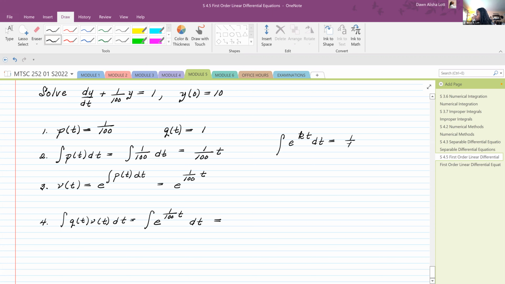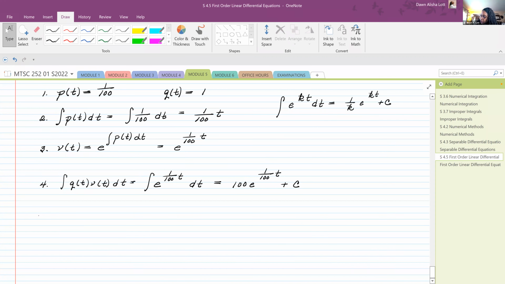This is 1/k e to the kt, where k is a constant. So this is going to be 1/100. So that's going to be 100 e to the 1/100 t plus a constant.